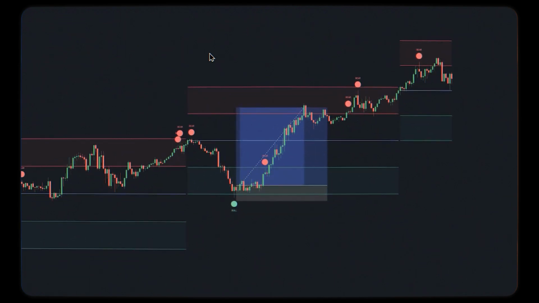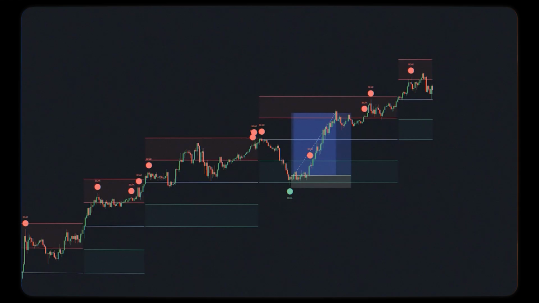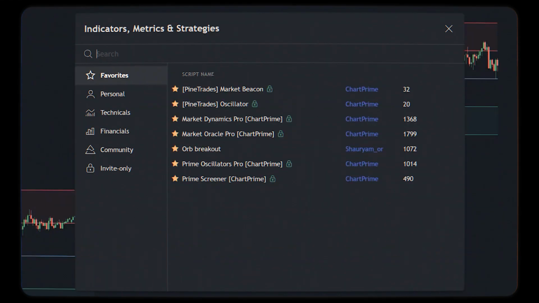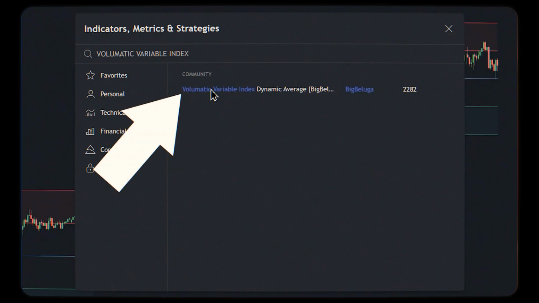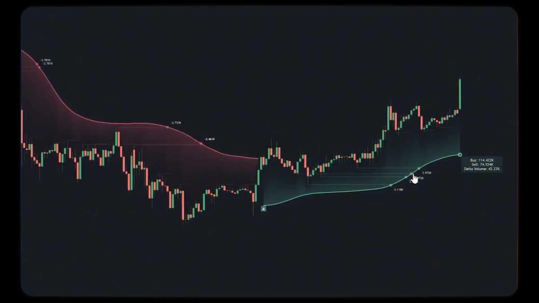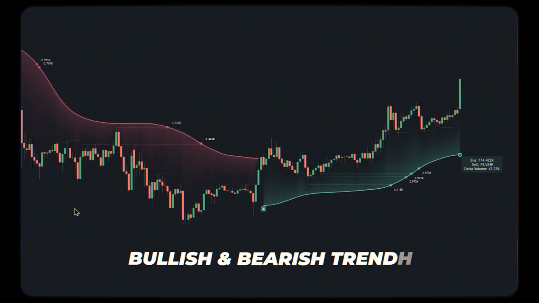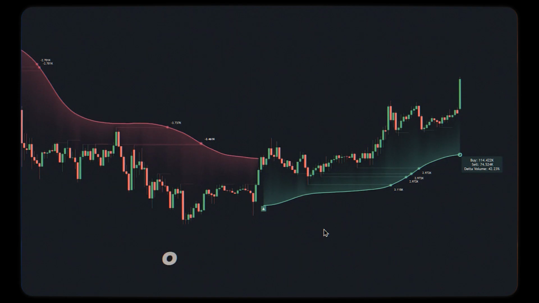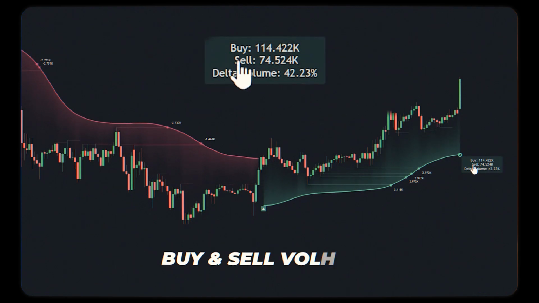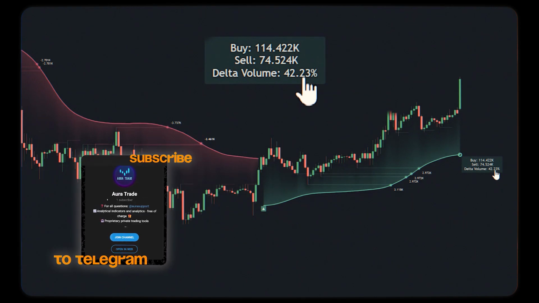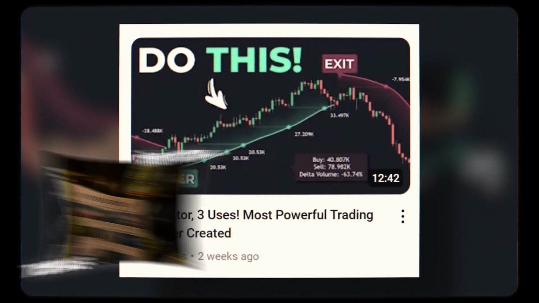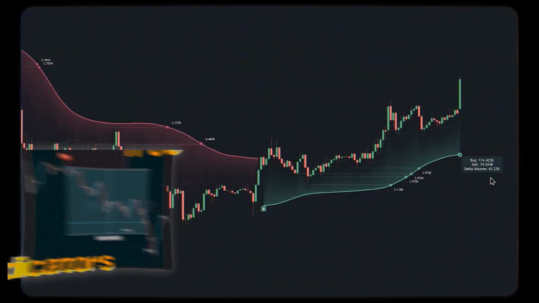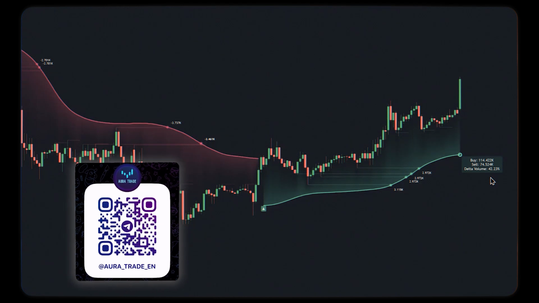For this second strategy, we need to remove the reversal indicator so we can add a trend indicator known as the Variable Index Dynamic Average, or the VIDYA indicator. This one by Big Beluga. This tool identifies bullish and bearish trends in the market, but most importantly, it also displays the buy and sell volumes within specific trends. It also includes a delta volume, which is a percentage value that represents the strength of the trend. I actually created a detailed video about this indicator some time back, and you can watch it on the channel. The link will also be in the description below.